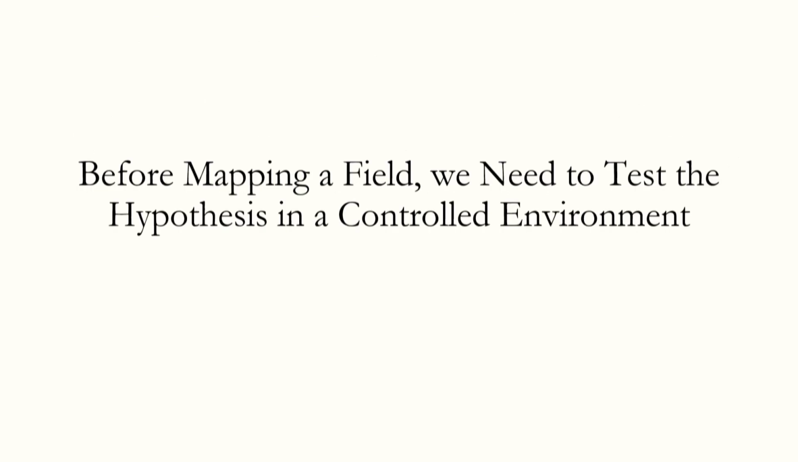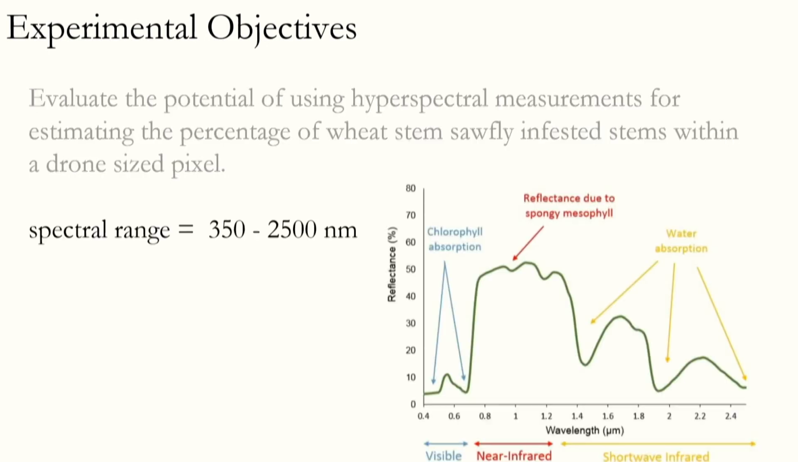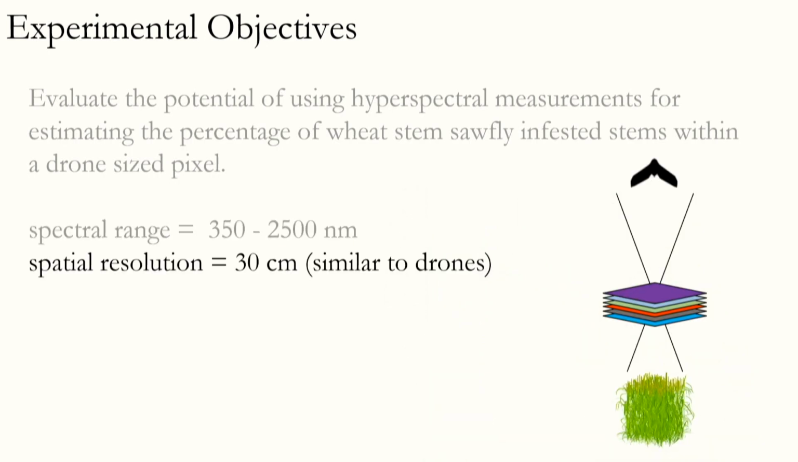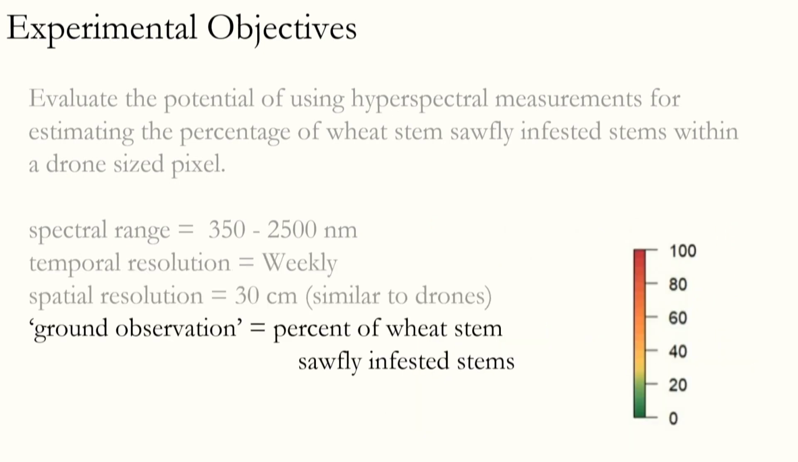And so before trying this in the field, I had to do this in the greenhouse. So I did a greenhouse project where we were evaluating the potential of using hyperspectral measurements for estimating the percentage of sawfly infestation, essentially emulating the data that would be captured by a hyperspectral drone. So I used a sensor that collected over 2,000 wavelengths across that region, oriented that sensor above the plants I was growing so that we were emulating a pixel at about 30 centimeters resolution, just similar to how drones operate. And then I started collecting measurements from before introducing sawflies all the way up until those plants were senesced and ready to harvest.